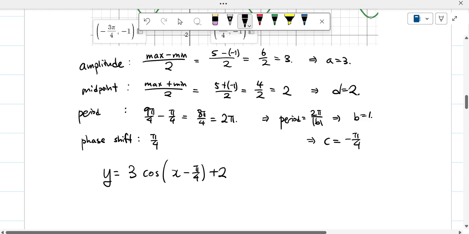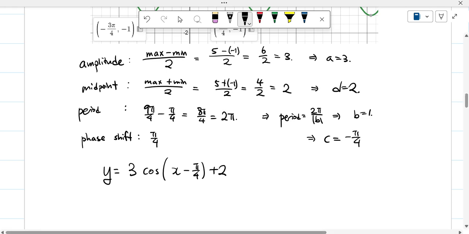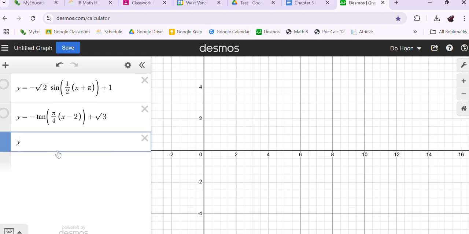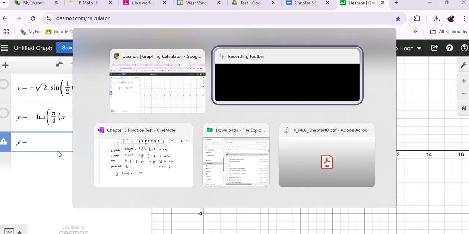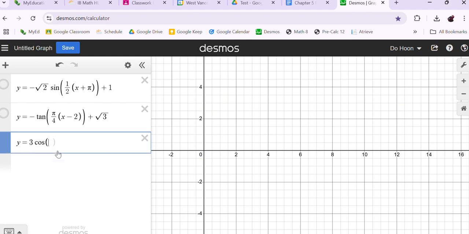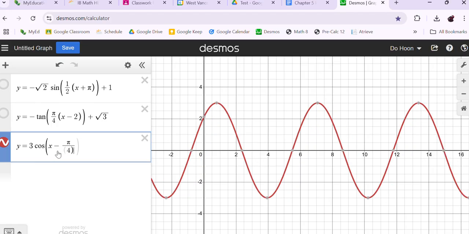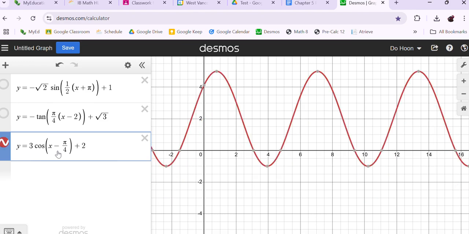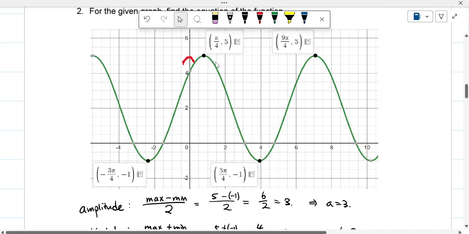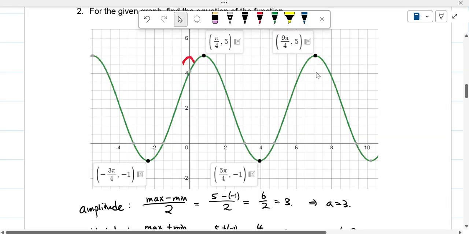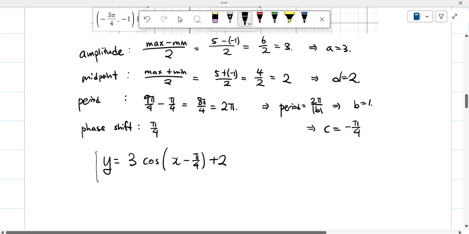And once again, let's check with the calculator to see if the answer is correct. If you know what you're doing, you never have to worry about whether you get the right answer or not. 3 cosine of (x minus pi over 4), plus 2. So my first maximum is at pi over 4, 5. The first minimum is at 5 pi over 4, negative 1. And finally, 9 pi over 4, 5. So I found the correct equation.